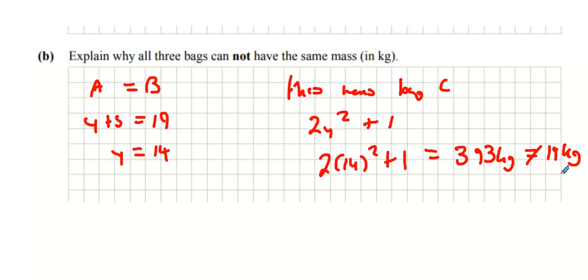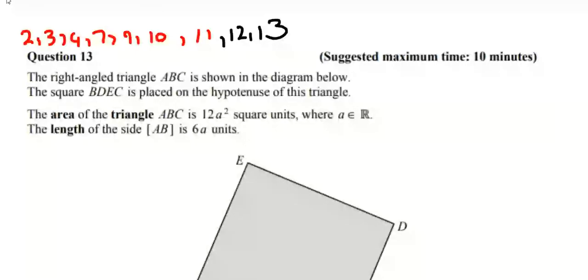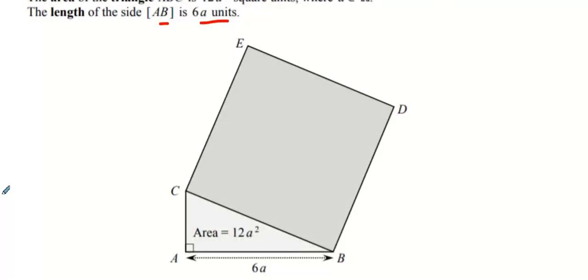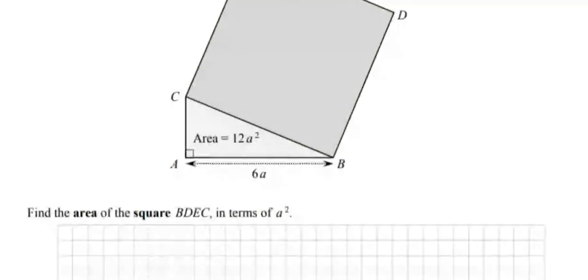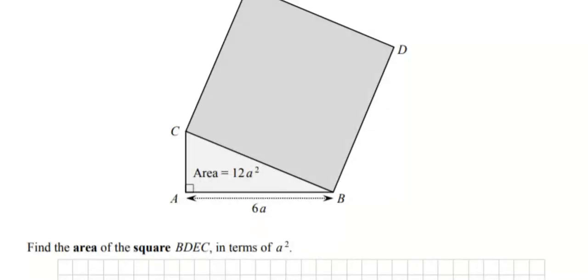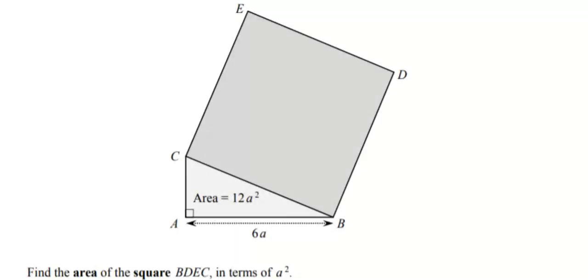Okay, now last question of the day. A right angle triangle ABC is shown in the diagram below. The square BDEC is placed on the hypotenuse of this triangle. The area of the triangle is 12a squared units, where a is an element of R. The length of the side AB is 6a units. Okay, this is interesting. What does it want me to find? Find the area of the square BDEC.